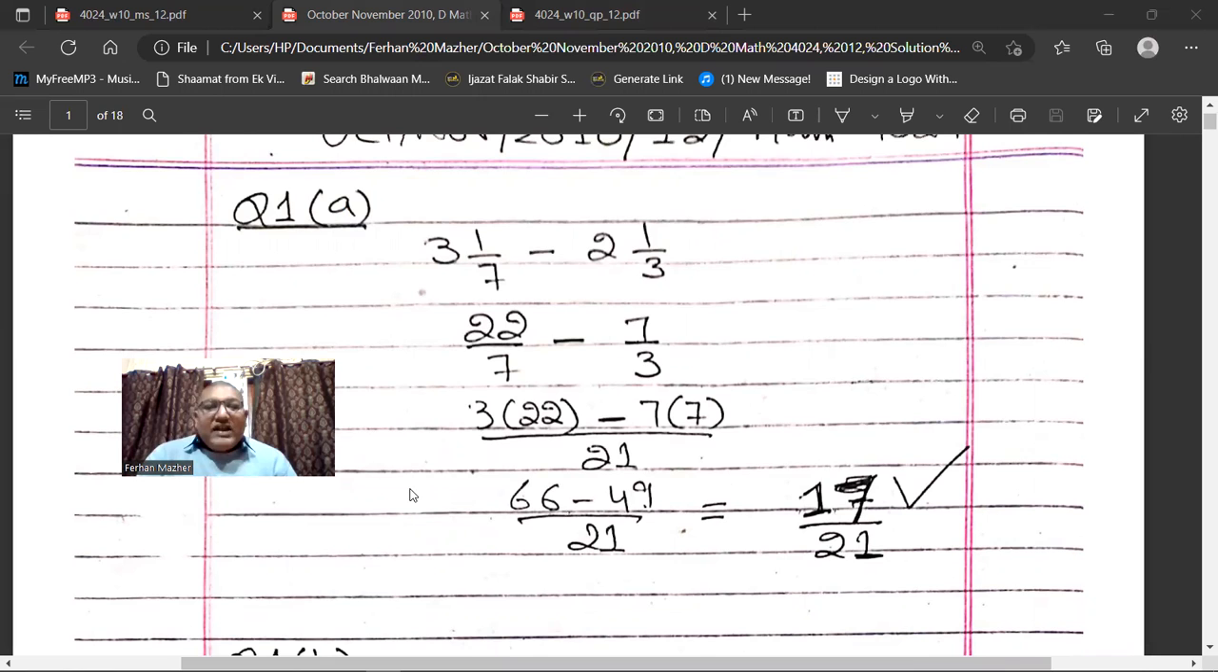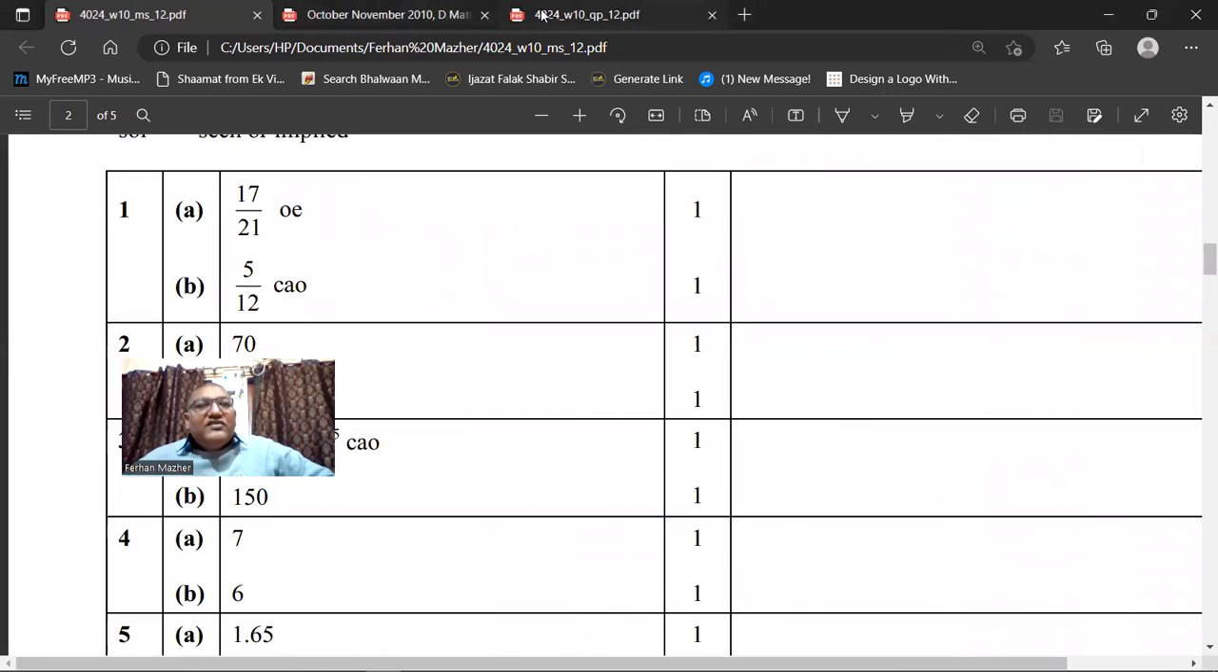When you take the LCM, 3 and 7 are the denominators, so their LCM will be 21. When you divide your LCM by this denominator, you get 3, so that 3 will multiply with this numerator. When you divide this LCM by this denominator, you get 7, so that 7 will multiply with this numerator. So you got 3 multiply 22 minus 7 multiply 7. So it will be 66 minus 49 divided by 21, and that will be 17 divided by 21. I hope you understand that 17 by 21, the answer is right.